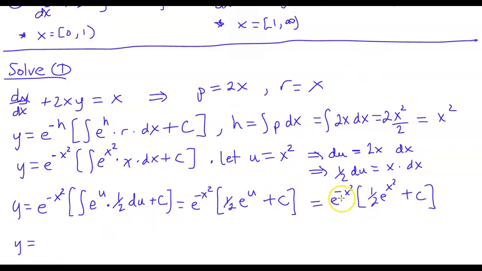So now, of course, with this first term, we have the e raised to the negative x squared and e raised to the positive x squared being 1. So that's just going to be 1/2 plus c e raised to the negative x squared here. Okay. And again, we know that this is true as long as my x values are between 0 and 1, excluding 1, including 0.